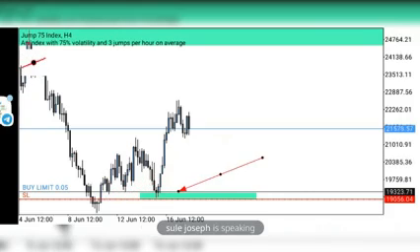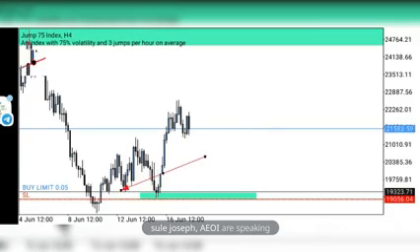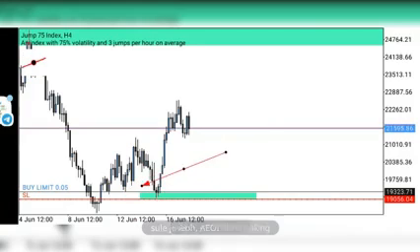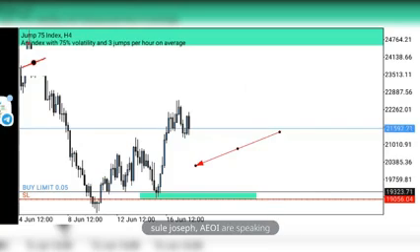Because price didn't continue selling. Because after you break structure, it's supposed to come back here and continue selling. But price instead broke that high also. So it just grabbed liquidity here, stopped buyers out, and then continued buying. Do you understand the move now? All right.